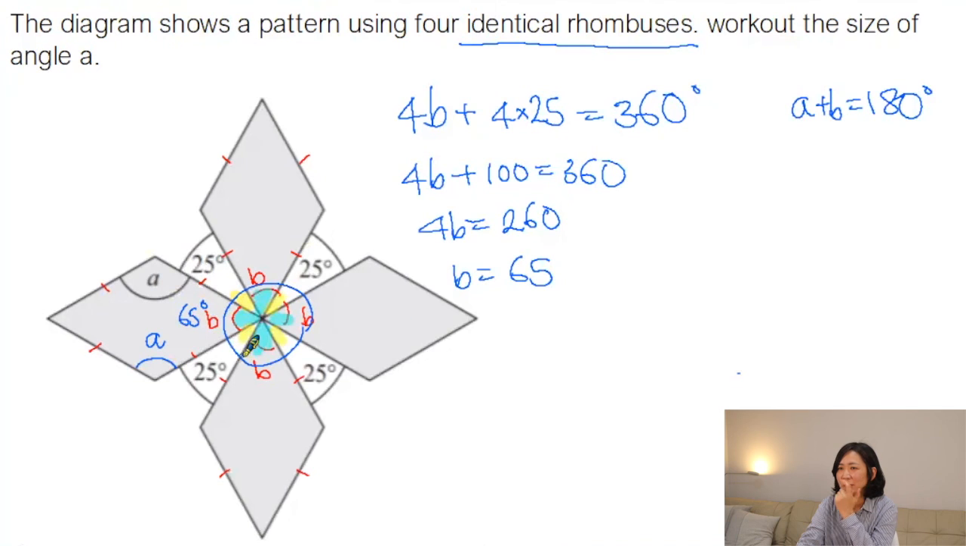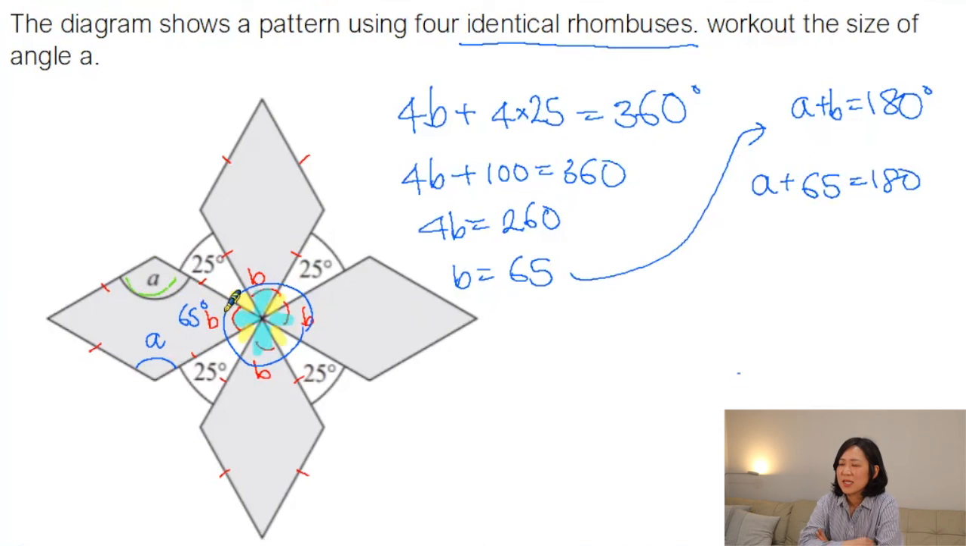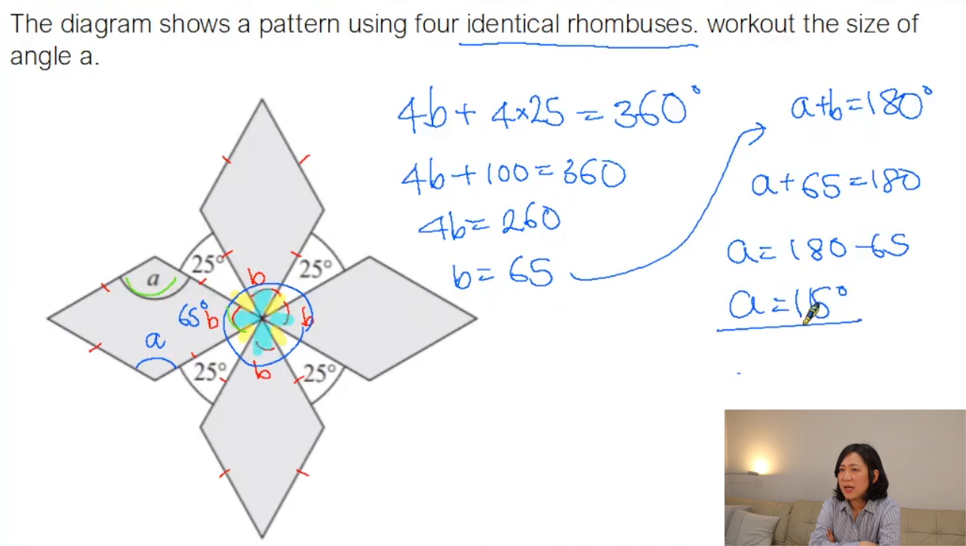Then now finally we can find our goal. A is, so now let's calculate it. A plus 65 is 180. So A is 180 take away 65. So A is 115. This is the answer.